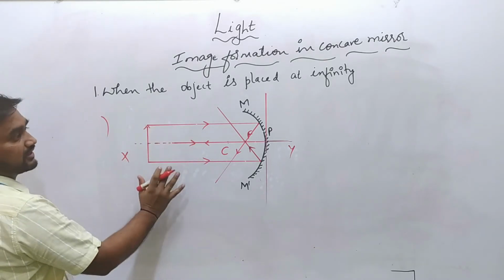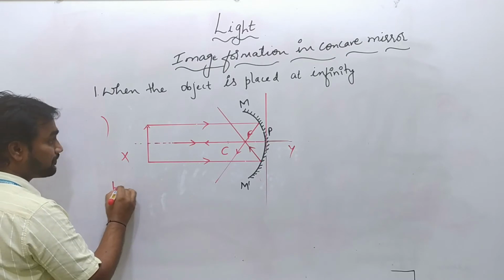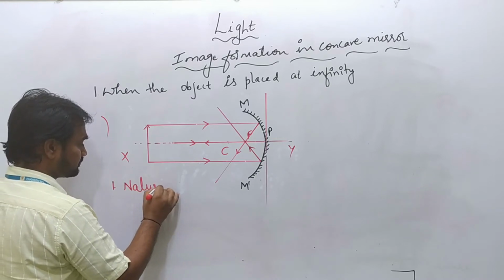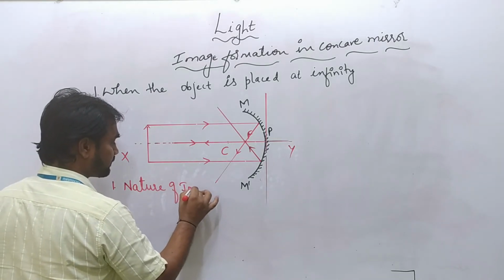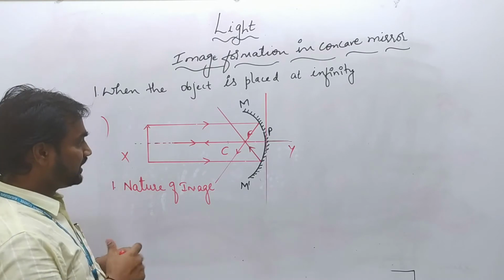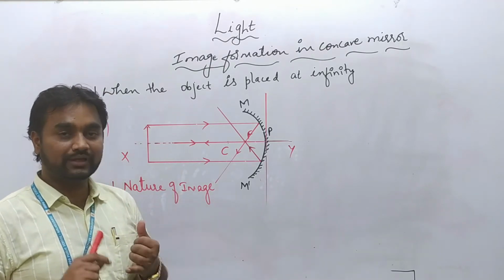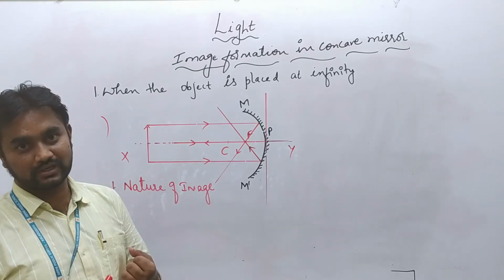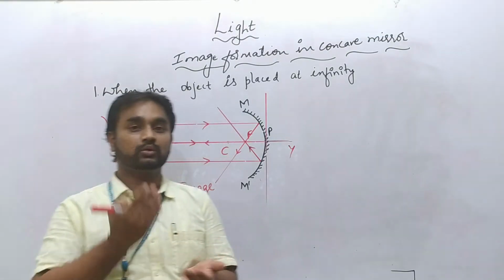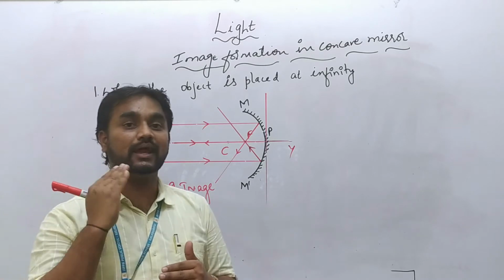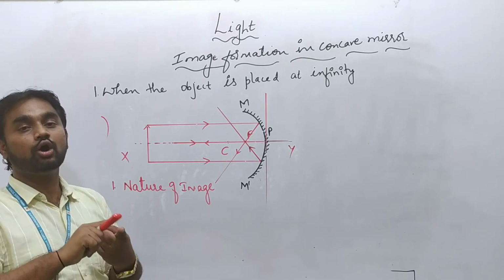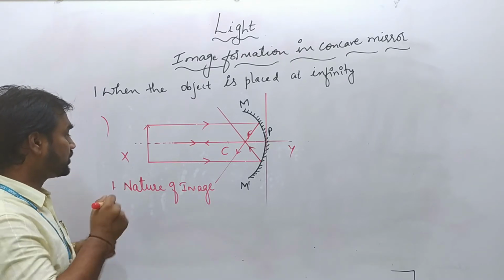Now, what all we have to see? Once we have done with the diagram, the first point that you have to note is the nature of the image. So what is the nature of the image? It is nothing but you have to tell whether it is a real image or a virtual image. You all know the real images are always inverted, so you have to write in combination real and inverted. If it is a virtual image, you have to write in combination virtual and erect. Is that clear? So now how to find out this?